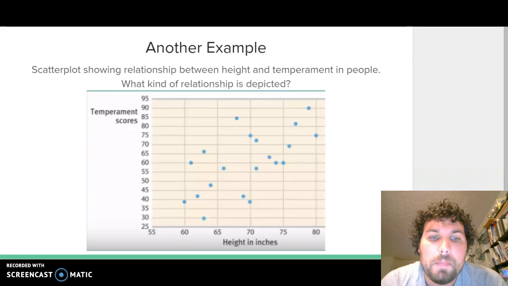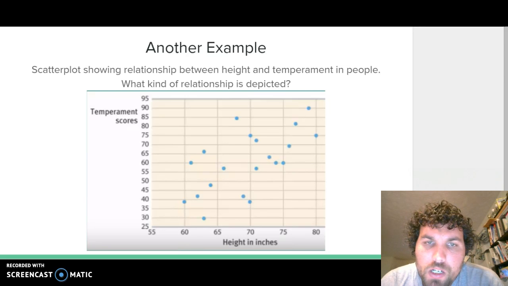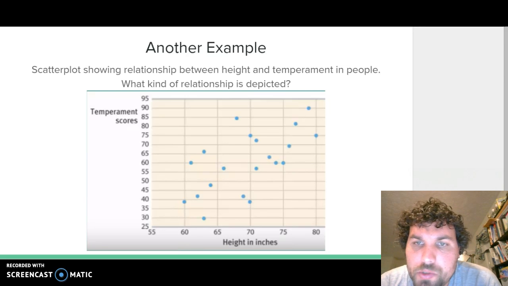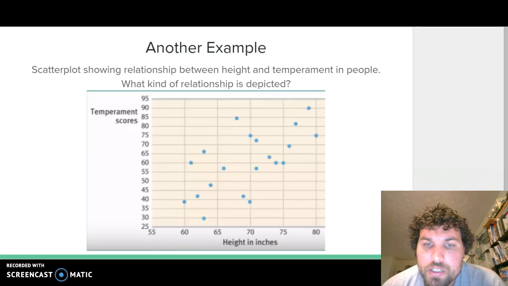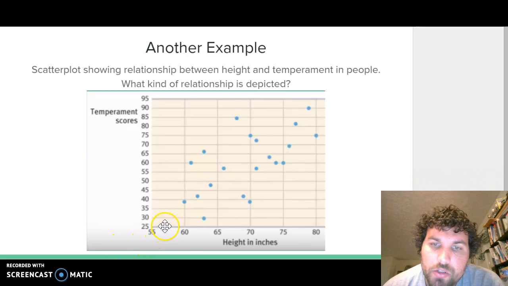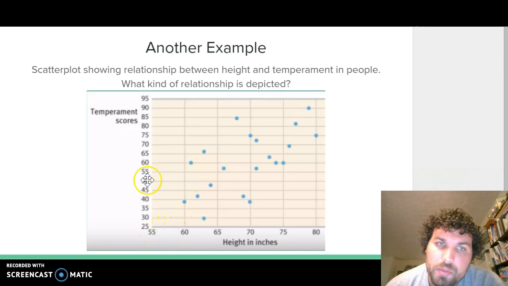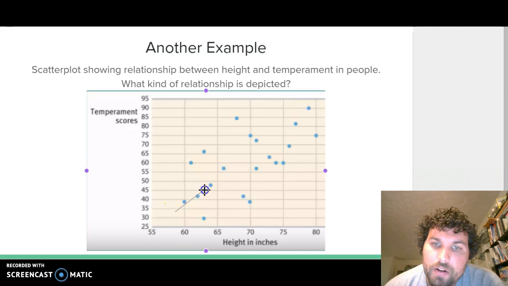All right, another example: a scatter plot showing the relationship between height and temperament in people. What kind of relationship is depicted here? All right, and so you can see where it lays out here. This is going to be your line of best fit, and I'll put it on there for you. It's going to go somewhere in here, right along these points.